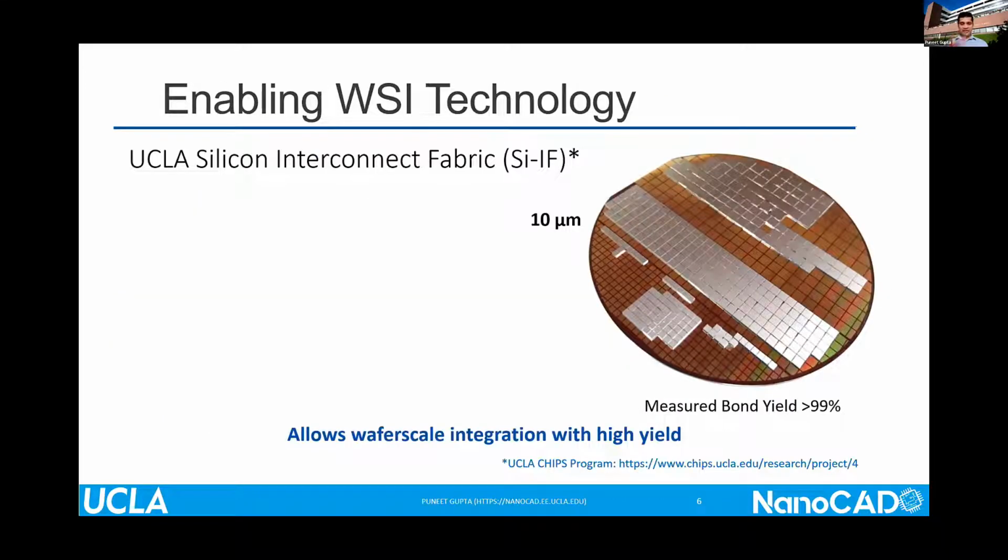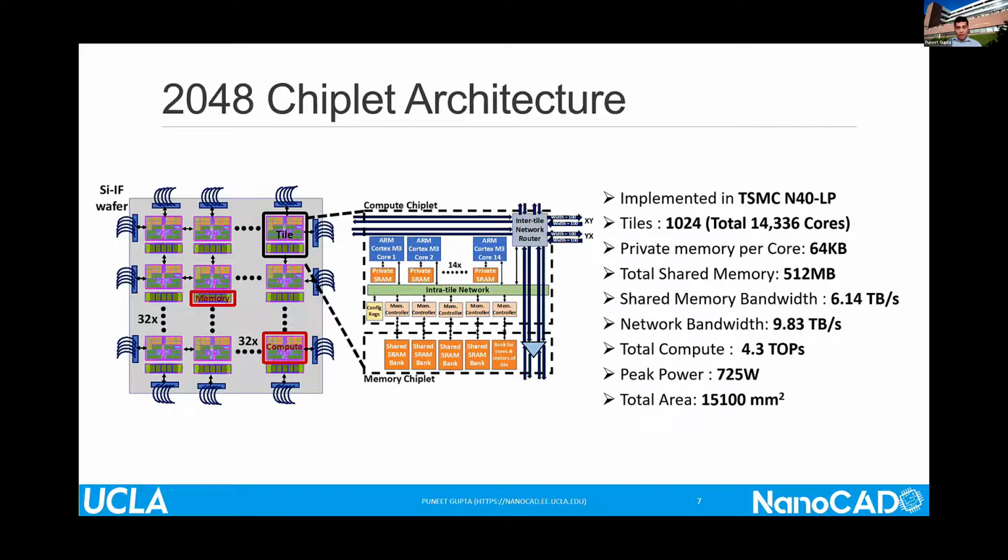Okay, and this is just to illustrate that we have done a bunch of simple prototypes to demonstrate bonding yield, patterning yield, etc. So what are we building? We are building a 2000 chiplet, or 2048 chiplet, architecture to be exact. The chiplets themselves are in a commercial 40 nanometer technology. There are a total of 2048 chiplets, about 1024 processor chiplets and 1024 memory or SRAM chiplets in this case.